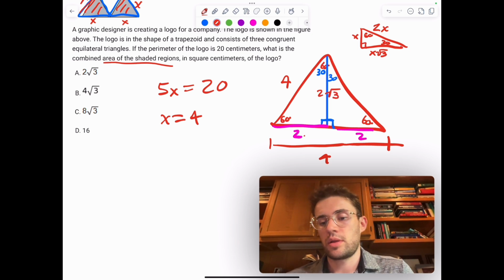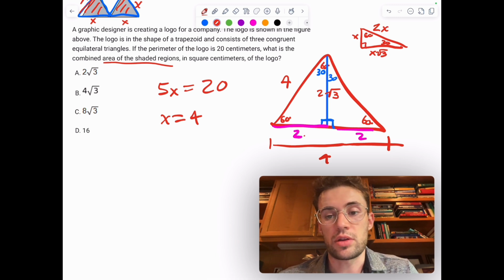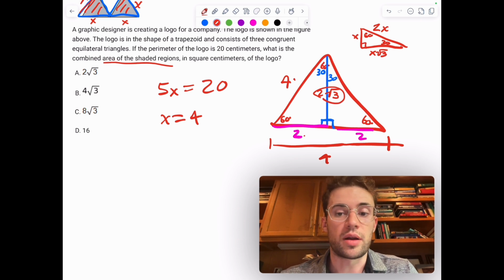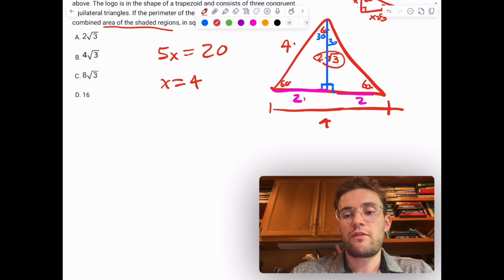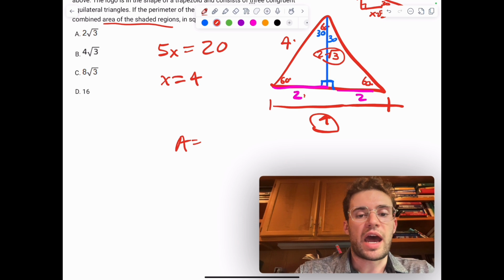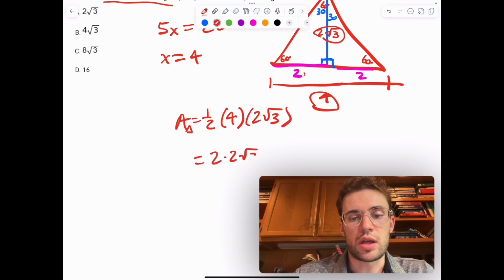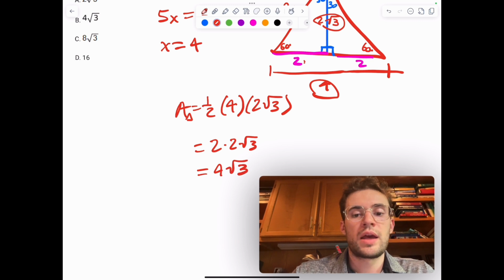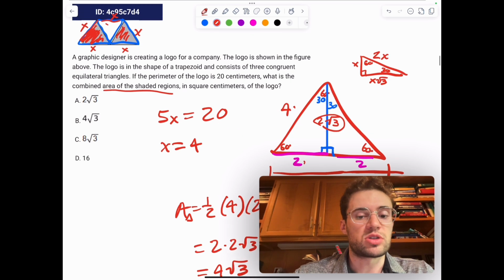Now, if you don't remember the special right triangles, or again, I think it's given, but if you don't feel comfortable using it, you could also just do the Pythagorean theorem. It will also give you, using this 4 and this 2, that this height is 2 root 3. The height is 2 root 3, and the base is still 4, right? It's the entire base. Then you can find the area of one of those triangles as 1/2 times the base, 4, times the height, 2 root 3. So this is of one triangle. That gives you half of 4 is 2, so 2 times 2 root 3 equals 4 root 3. So that's for one triangle, right? One of these. The shaded area is 2 of them, so we have to double it.